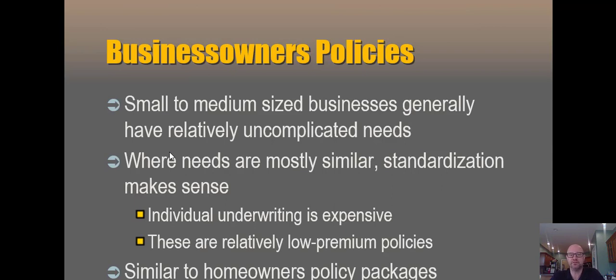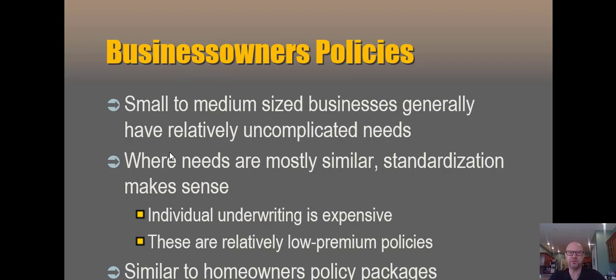The idea behind the business owner policy is that small business and even medium-sized business in certain categories really have some similar needs that are mostly uncomplicated. And so the idea is if the needs are pretty much the same, then it makes sense to have a standard policy that everybody's using because underwriting is expensive. We're willing to go through individual underwriting and risk assessment for these giant businesses, but for small businesses where everything is pretty much the same, we don't really need to do that.